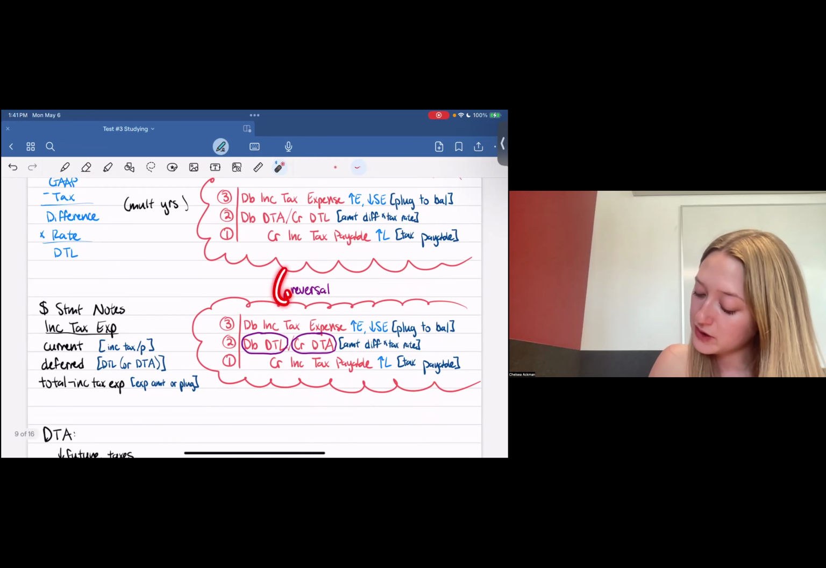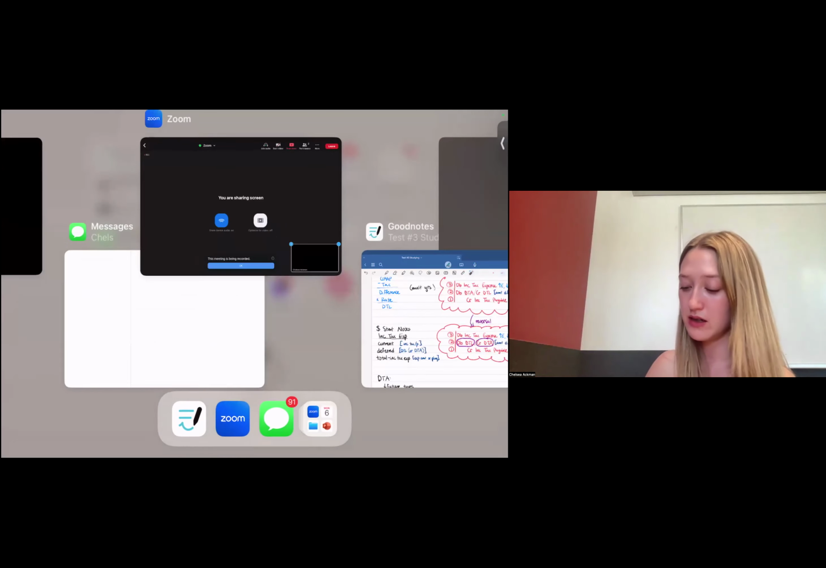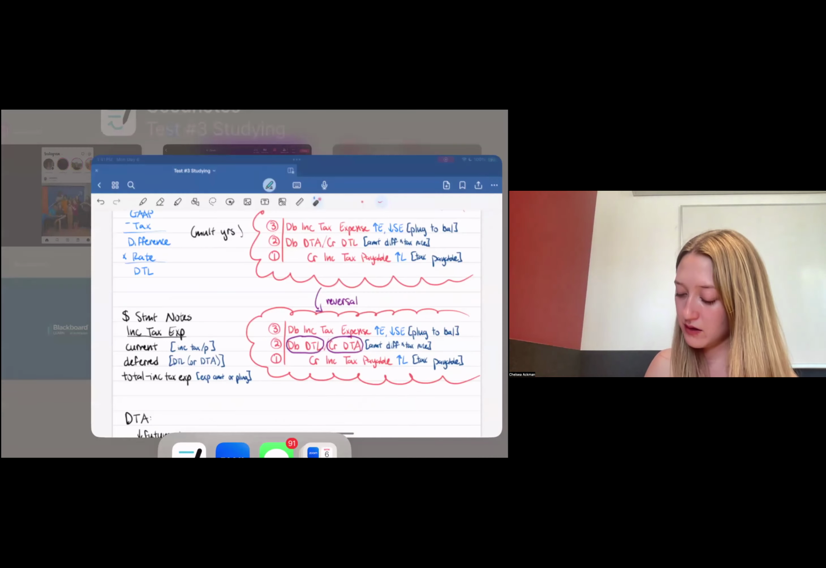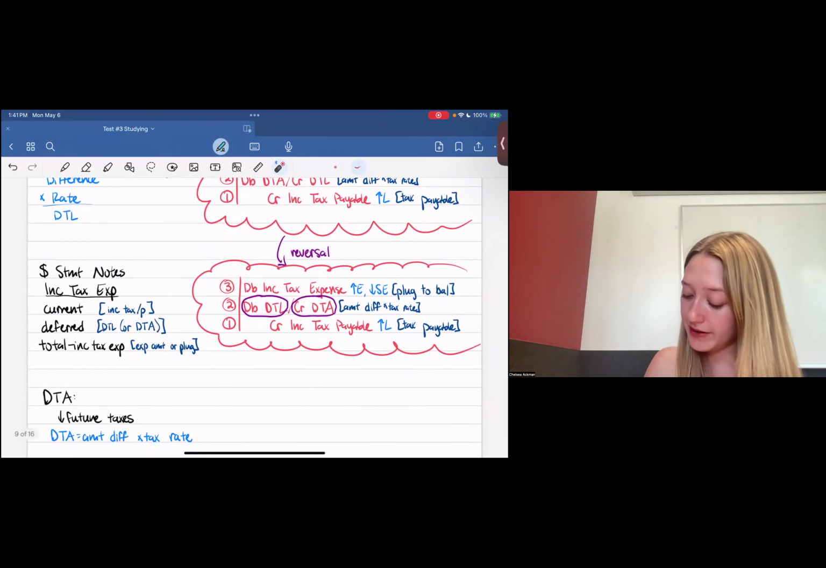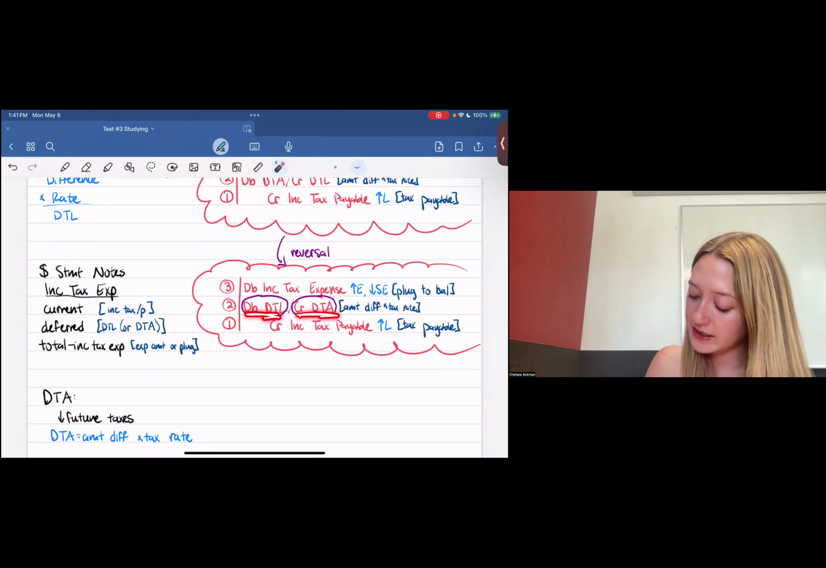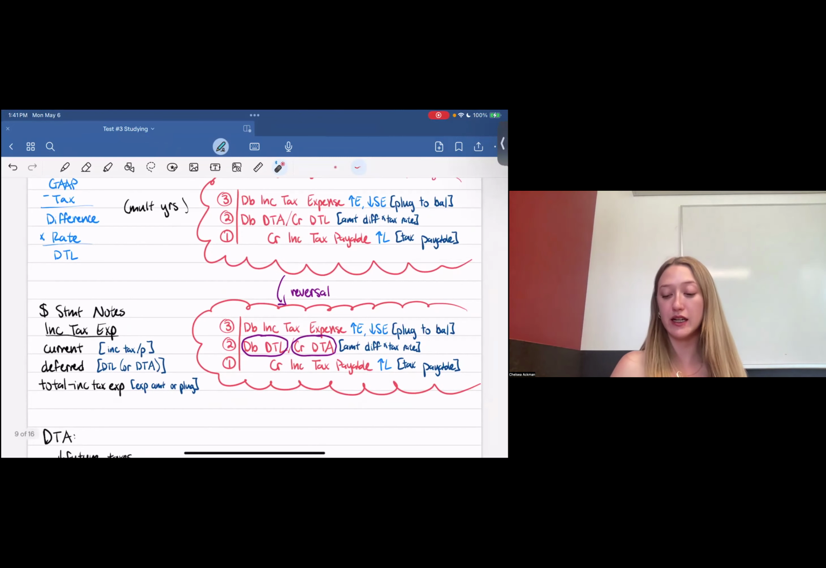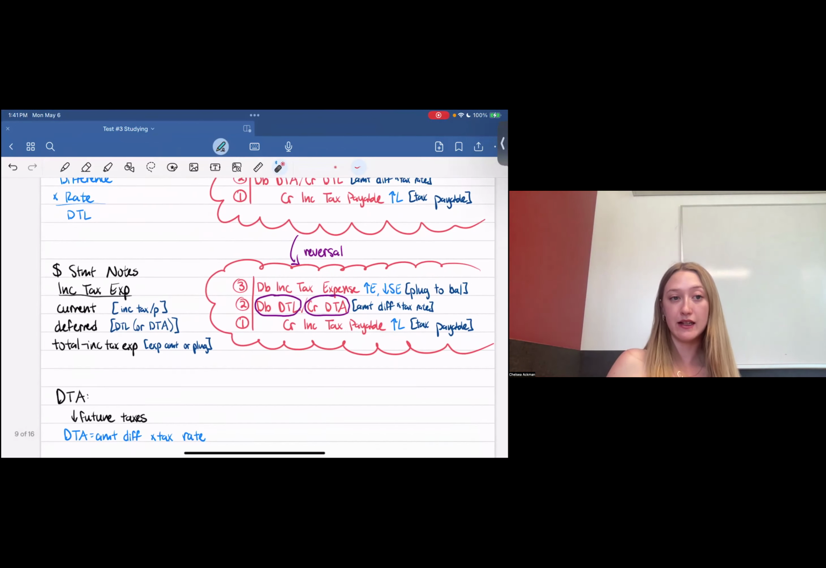And then you're going to reverse this over time. That reverses over time. So you're actually going to either debit the DTL or credit the DTA. So in terms of a DTL, we're going to make a debit to that because initially a DTL has a credit balance because it's a liability, but we're going to debit it to cancel out that DTL.